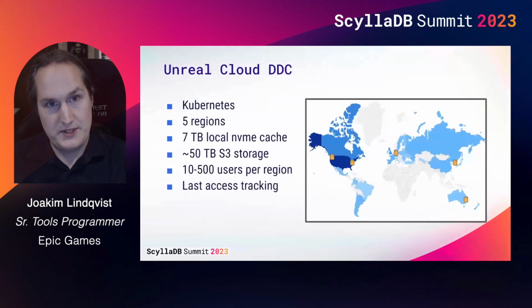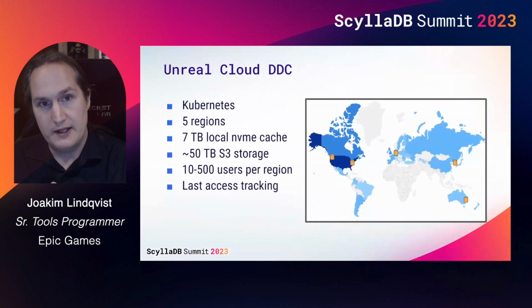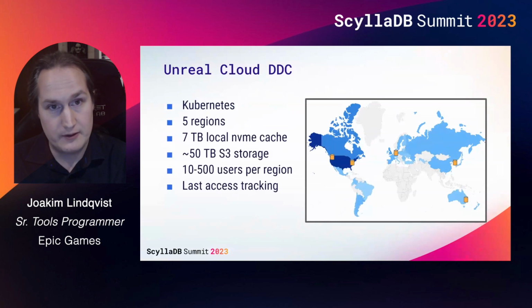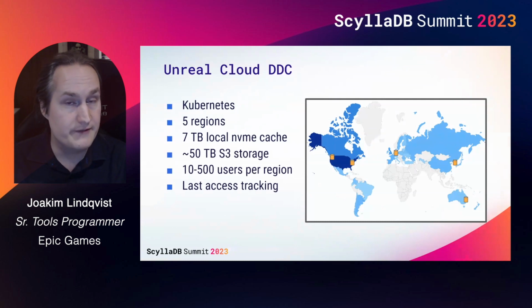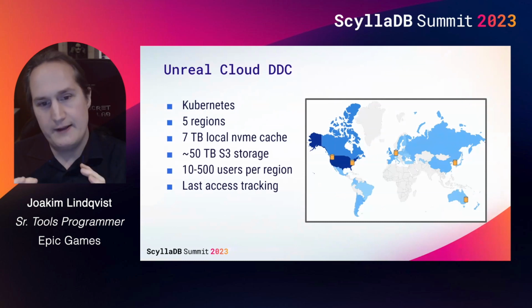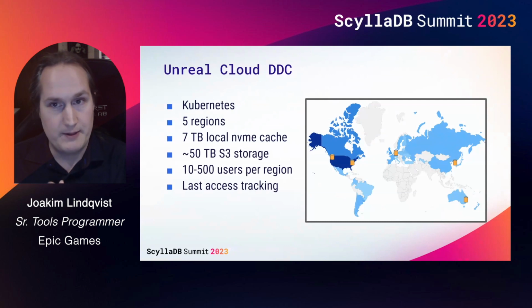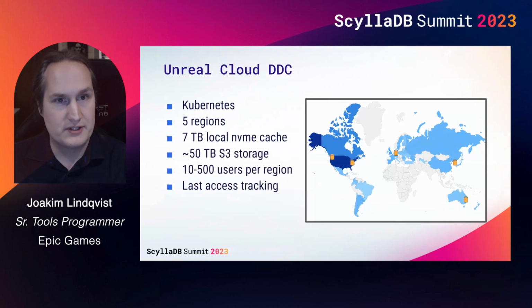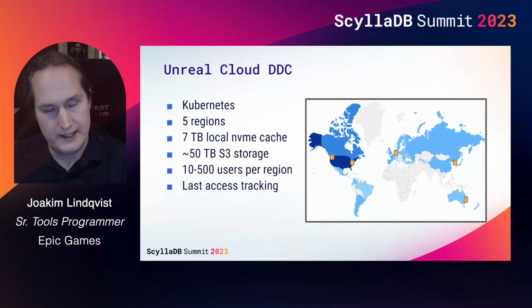So Unreal Cloud DDC is an API that we run in Kubernetes in a bunch of different places. We run about 5 regions for Epic right now. You can see the world map there on the right, highlighting where we have our different regions. These web API servers just serve the content that people are requesting. As I mentioned, the metadata goes into Scylla, and all of the blobs go into S3, and we actually front that with a local NVMe cache of about 7 terabytes.